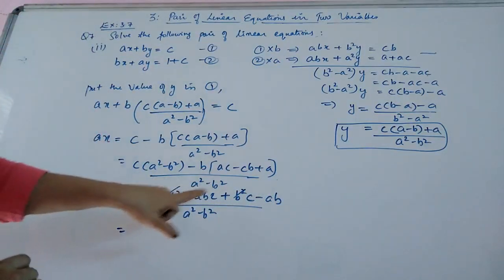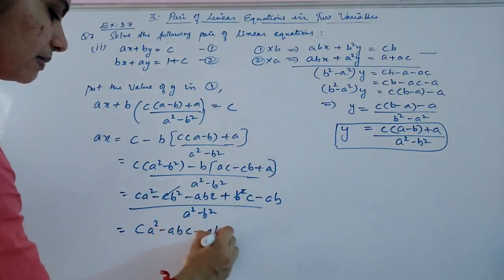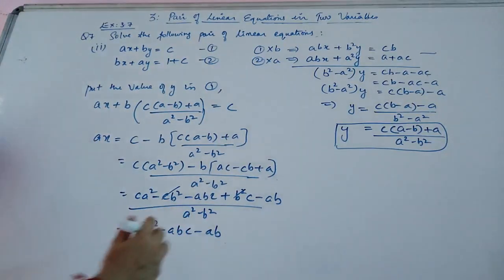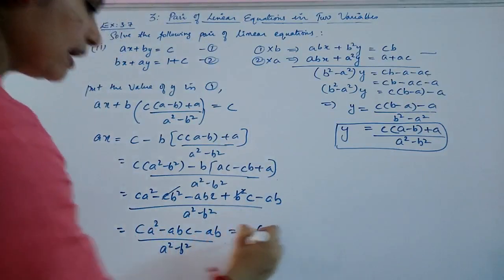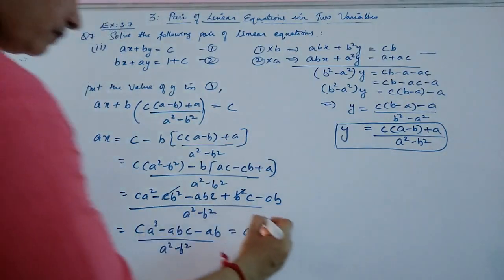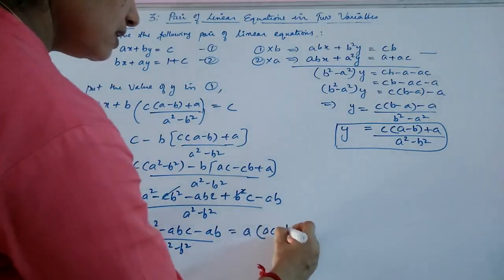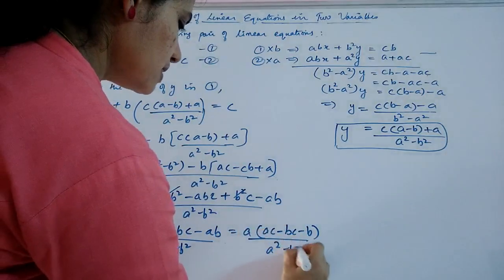Now here the terms left are ca square minus abc minus ab. So for all the terms you have something in common, which is a. So we are just taking out that a. So we give you a into, what is left behind, ac minus, a is gone, bc minus b. Okay, divided by a square minus b square.